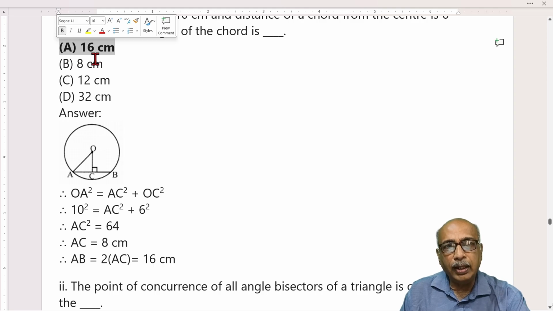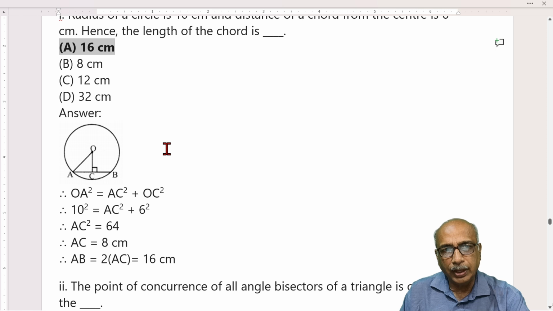Now in the exam, please write the answer as the alphabet, whatever is given which is correct. The alphabet you write, and its answer also in the exam.